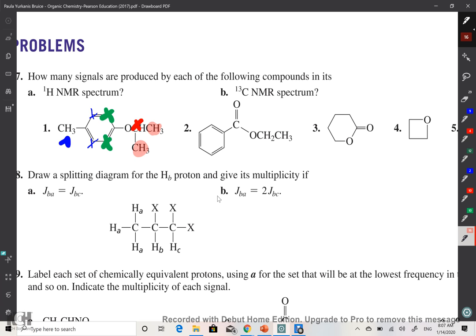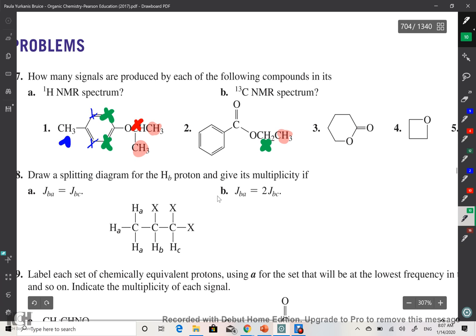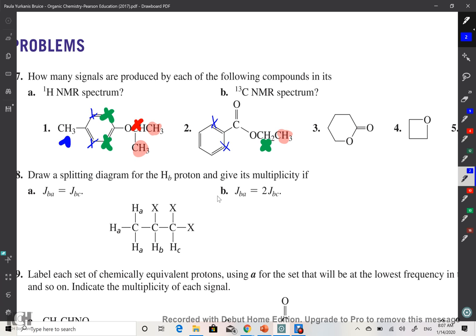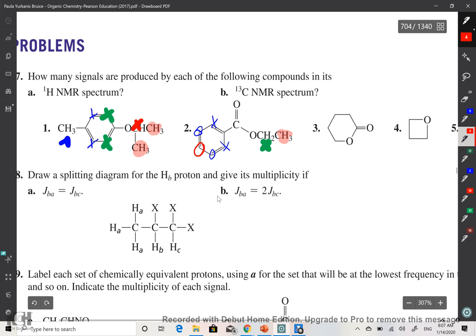B. What about B? In B, I guess that would be a signal. I also guess this one here would be a signal. That would be a separate signal. Now, next one. You expect these two to also give you a signal. You also expect these guys to give you a signal. Because take note, we are looking at the environment. If the environments are the same, then last but not the least, this other one here gives us a signal.